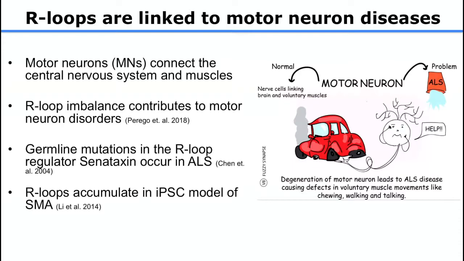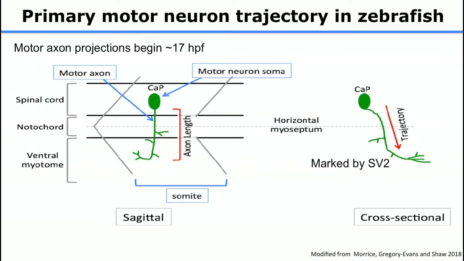And then more recently, there are people who have been trying to model spinal muscular atrophy, which is another motor neuron disorder, and in this iPS model, R-loops do accumulate. So they have R-loop accumulation, but they don't know if they cause any of the phenotypes. So we kind of wanted to throw our hat into this ring.